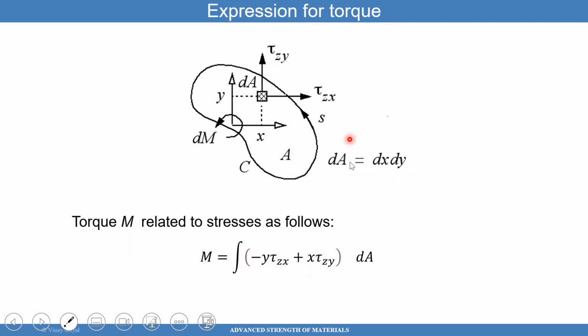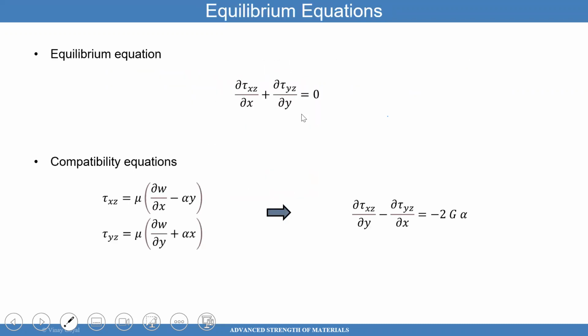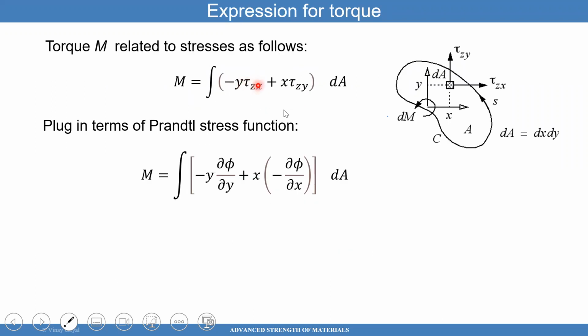So what is the next step then? I'll then substitute into each of these terms what this is in terms of Prandtl stress function. I already showed you what tau is in terms of Prandtl stress function, and you can see that I have it here. I provided the formulas for Prandtl stress function. All you have to do is plug that into the torque equation, and then when you do that, you get this formula.